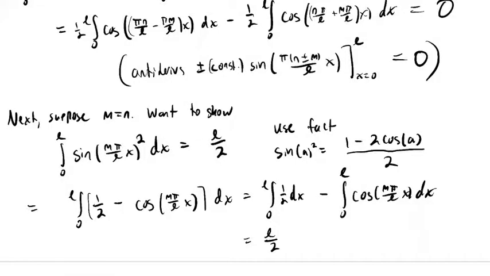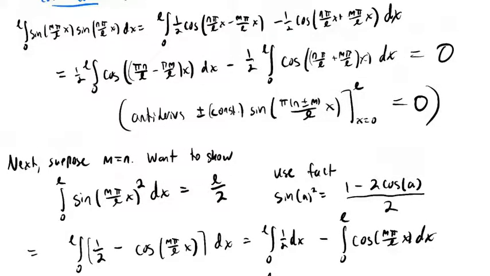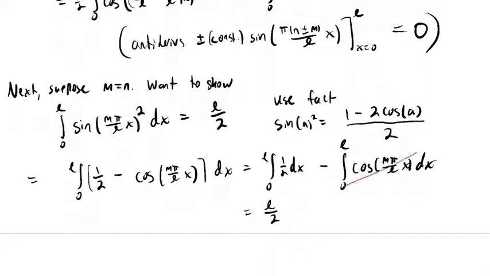And then using a similar argument to what you would have done for the first part, you can just show that this last term will just integrate to 0. And so that's the proof.